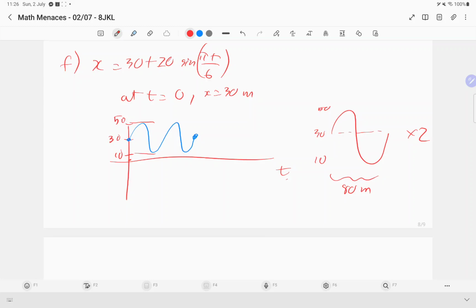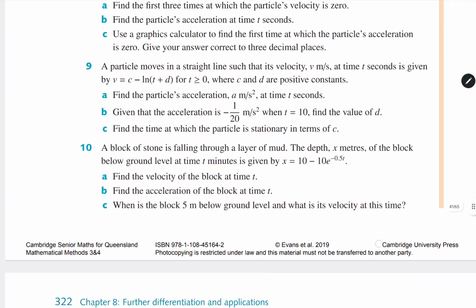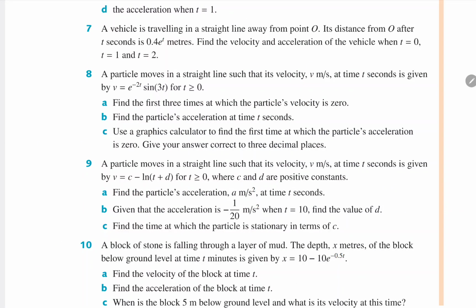Let me see if there's any other interesting question here. Okay. I'll quickly go through part of question 8 as one of the harder ones.